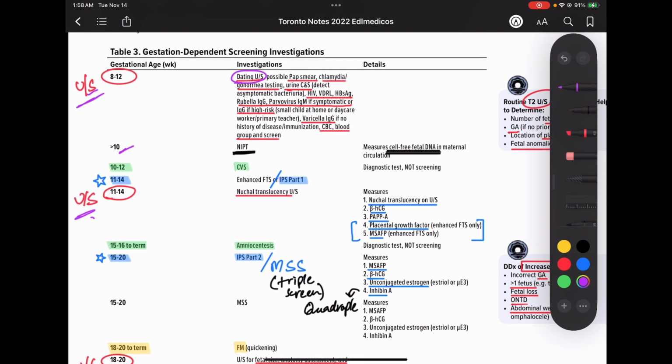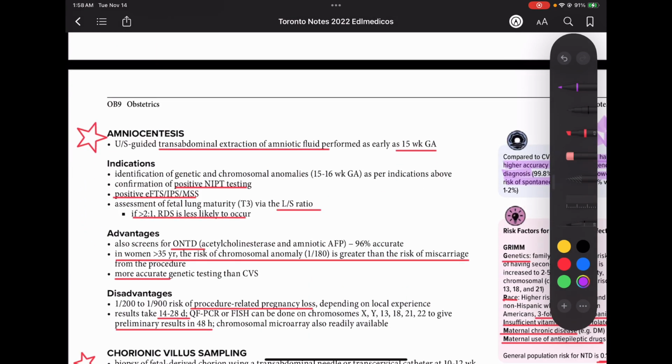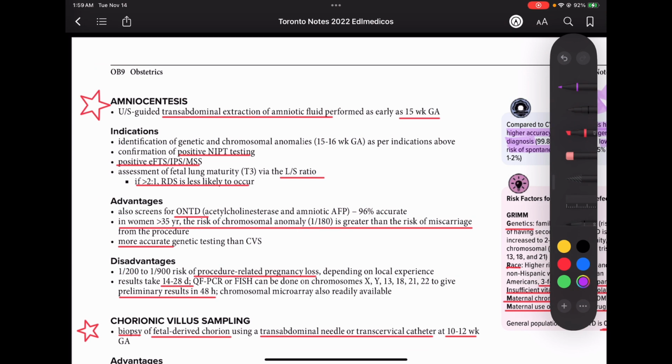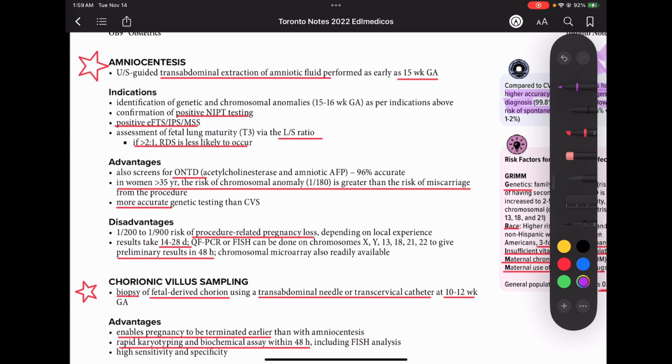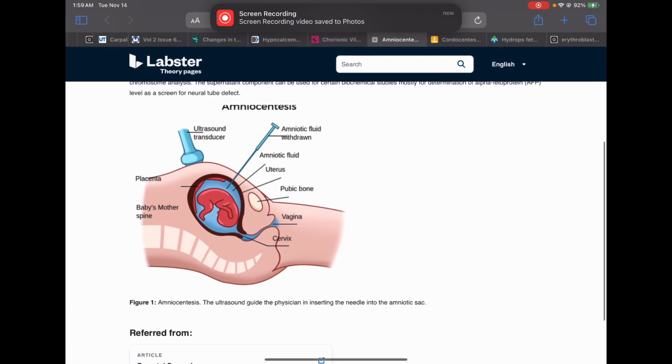All right. And then we're going to look into the green codes. The green codes over here, 10 to 12 weeks and 15 to 16 weeks, are the two diagnostic tests: chorionic villus sampling or amniocentesis. We're going to quickly read about them. First one is amniocentesis. So amniocentesis is one of the diagnostic tests. Right here, I'm going to quickly show you.